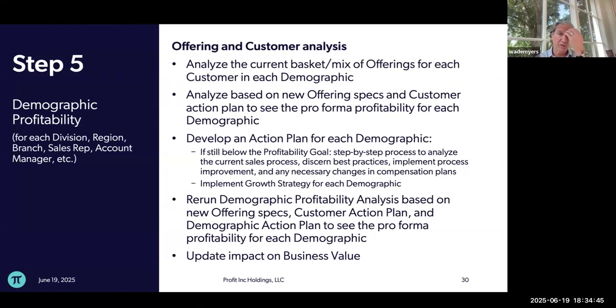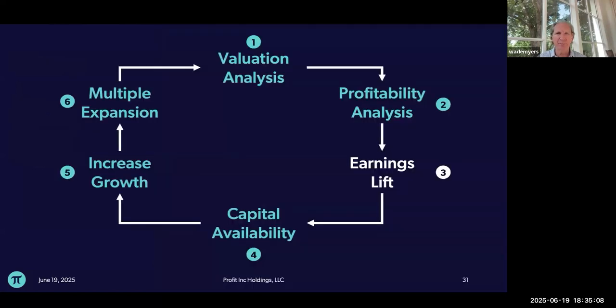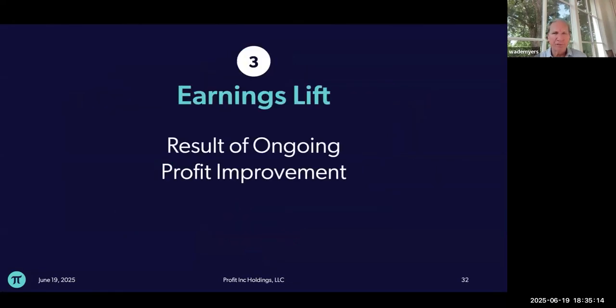And now we want to look at all our demographics. So now once we've improved the customer profitability, our sales rep profitability, our account manager profitability, our district, our regions, our divisions, whatever the demographic is that you're rolling up the profitability to, that all now changes. So we're kind of rolling this forward and redoing everything. And ideally now, as we look at sales reps and account managers, we're also changing the compensation plan based on that. So now if we've done all that properly, now we've got our earnings lift that we're looking for.